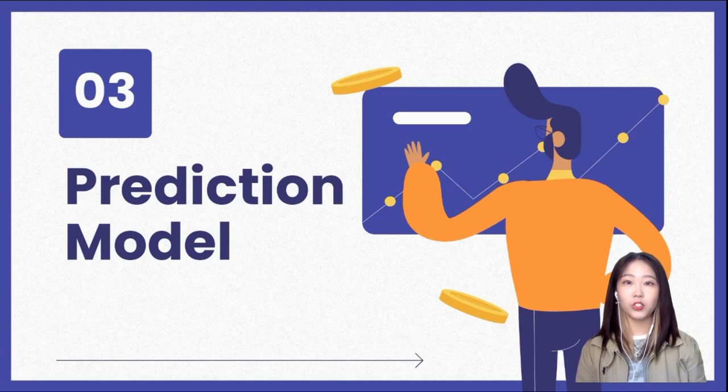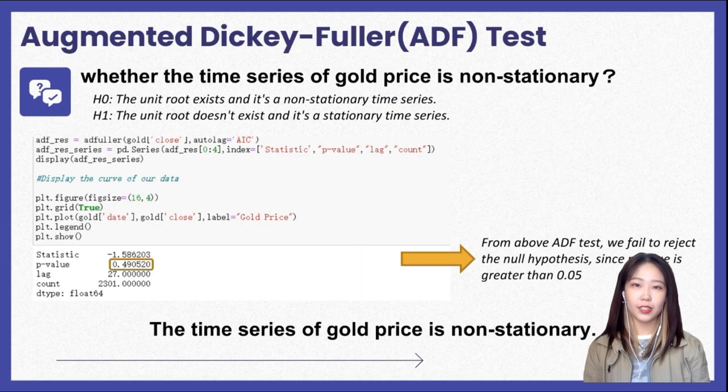Now let me introduce our gold price prediction model. At the very beginning, we considered using a time series model to predict the price. For the initial ADF testing, we can see the result that the p-value is greater than 0.05. So the time series of gold price is non-stationary.